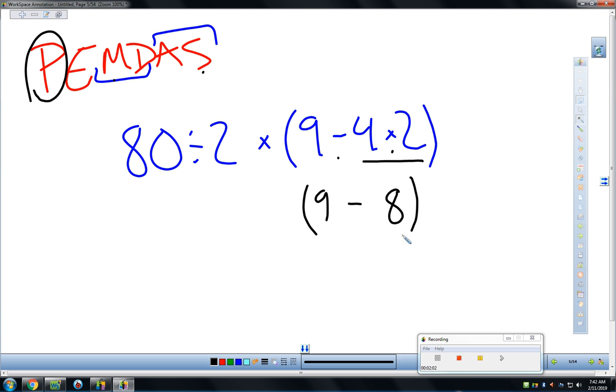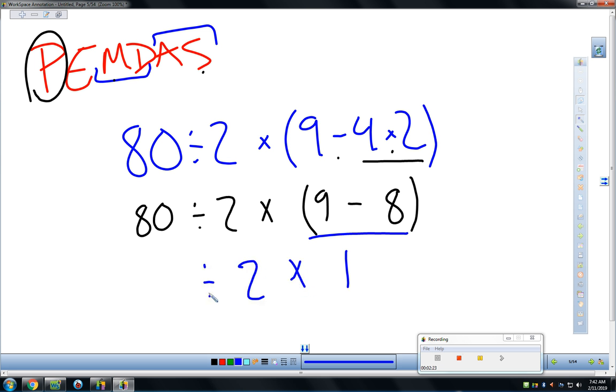We want to solve one step at a time. Okay? So I still have things in parentheses, so I'm not quite done yet. Right? 9 minus 8 is 1. Because I've now used all of the operations in the parentheses, I don't need to rewrite them. Instead, I just copy everything else down.